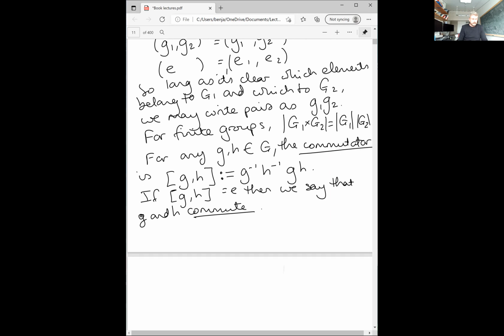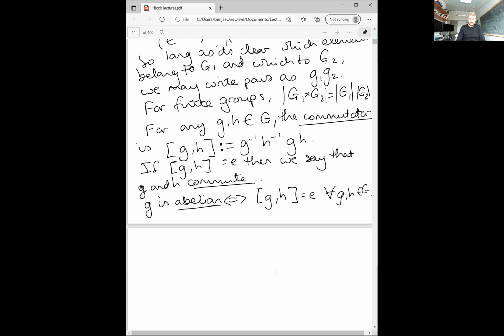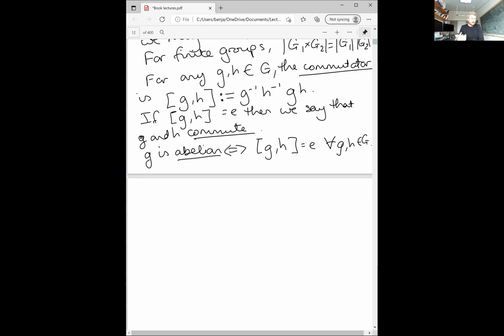So, okay, there's another bit of nomenclature. If G is abelian, well, G is abelian if and only if all of the elements commute, basically. Okay, so now I want to just quickly talk again about some cyclic, dihedral and permutation groups, just to give you a little bit more background on finite groups.